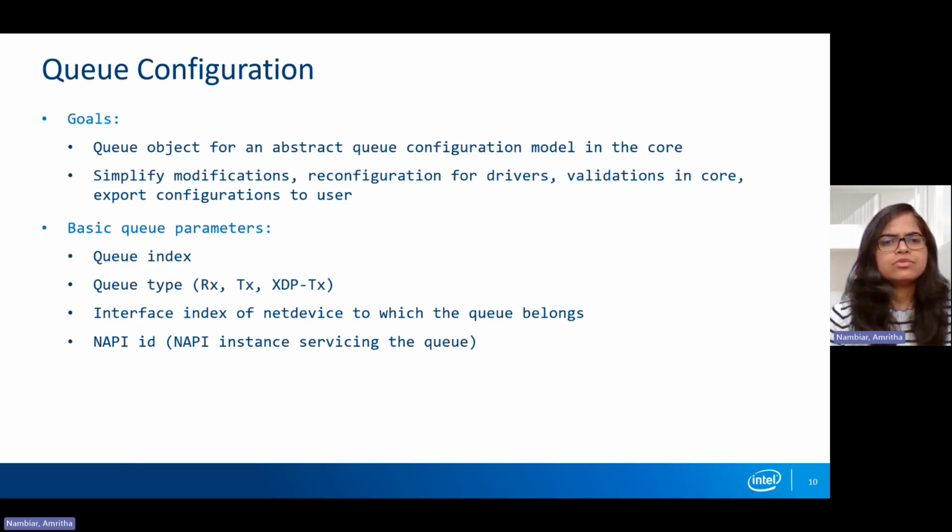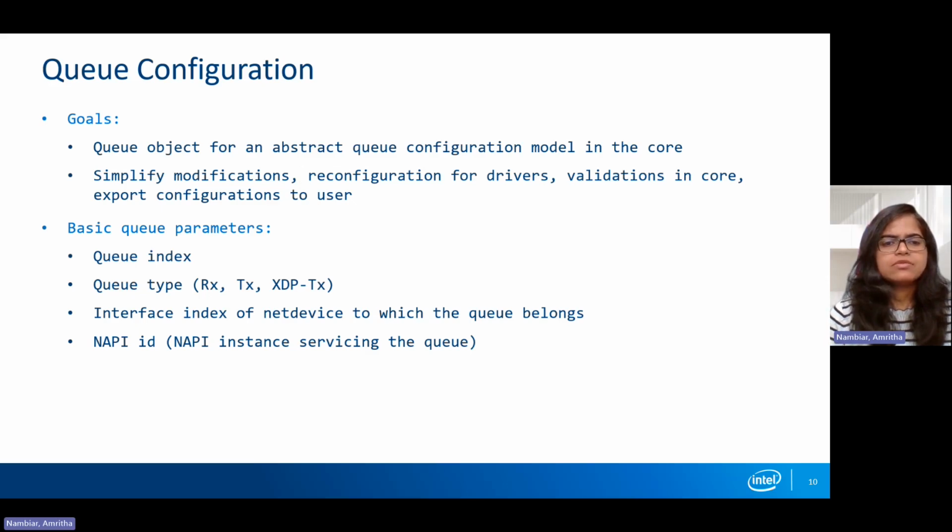So let's take a look into queue configuration. So the goal here is that we should have a queue object, and this could be used for queue configuration in the core. So having this in the core simplifies a lot of stuff. It helps doing a lot of prep work or validations in the core. This would simplify modifications and reconfigurations in the driver, and it would be simpler to export configurations to the user.